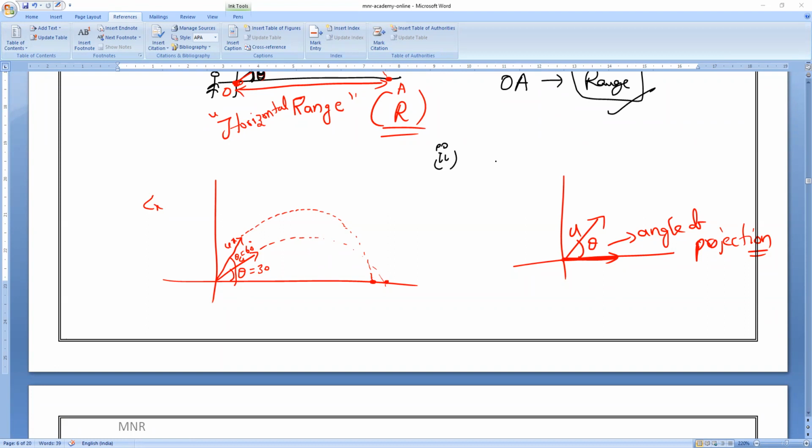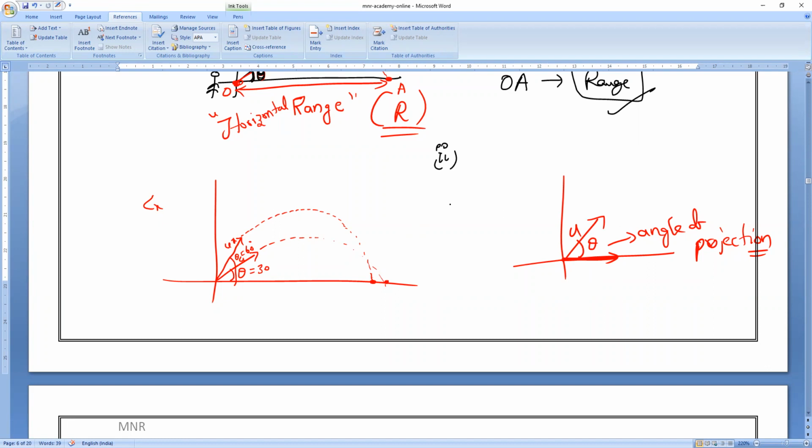Angle of projection. Yes, right, the second point. Range depends on the angle of projection. Range depends on the angle of projection. Is it okay, guys? Yes, sir.